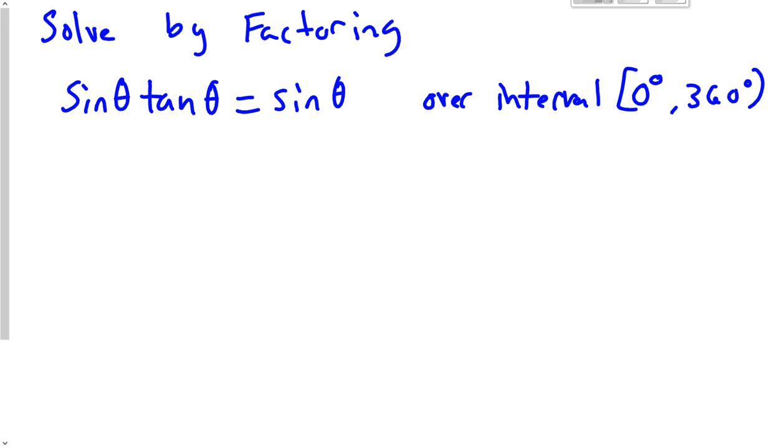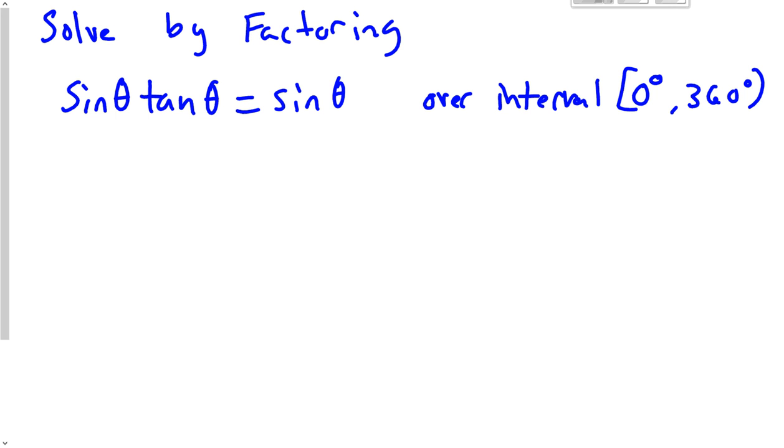Section 6 in chapter 7. We want to solve by factoring. So here's the example. We don't want to divide both sides by sine, because if we divide both sides by sine, we're assuming that sine of theta cannot equal 0, and we don't want to assume that.